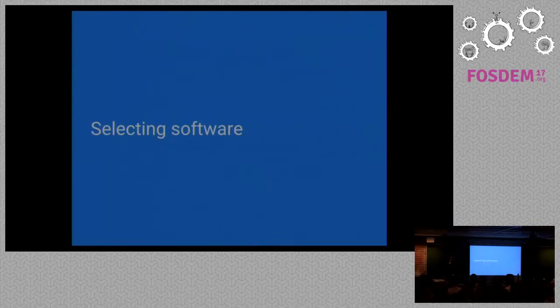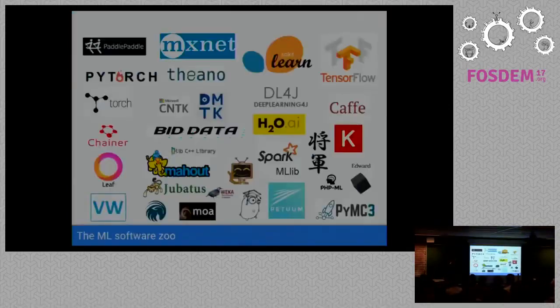And actually, I believe this is an even less important decision to make compared to the rest of the pipeline. So I only have a single slide on this topic. And I would just like to illustrate the machine learning software zoo. These are some of the most popular open source machine learning libraries on GitHub. All of them, or almost all of them, have more than 1,000 stars, which means that all of them are popular in their own way.